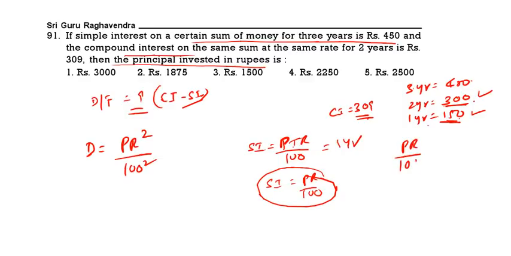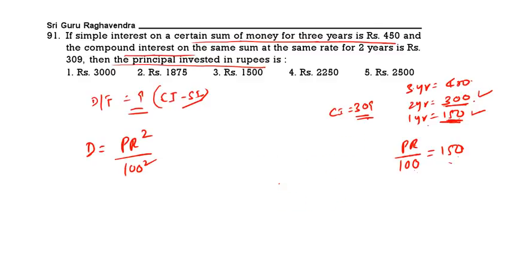Therefore, PR by 100 is equal to 150. SI is equal to PR by 100 because I am taking T as 1 year. What is the 1 year simple interest? 150. So PR by 100 is equal to 150. This you remember. Now, difference is equal to PR square by 100 square.